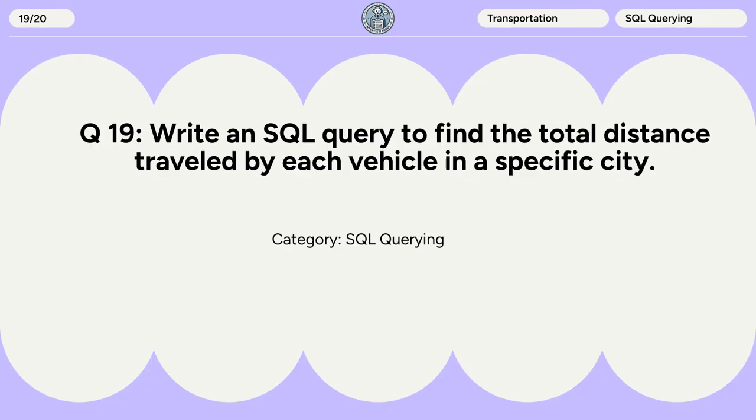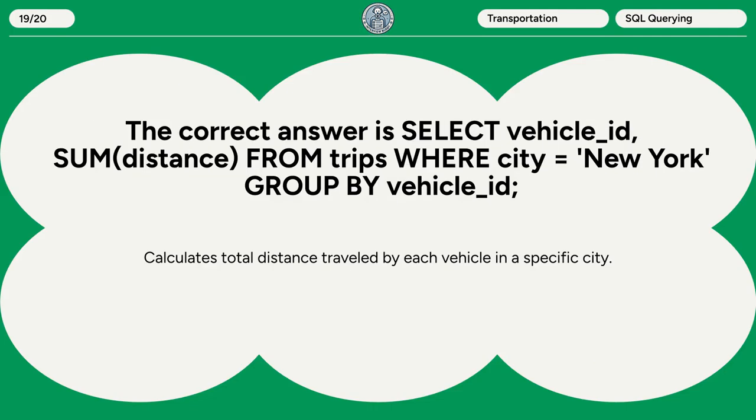Question 19. Write an SQL query to find the total distance traveled by each vehicle in a specific city. The correct answer is: SELECT vehicle_id, SUM(distance) FROM trips WHERE city = 'New York' GROUP BY vehicle_id. Calculates total distance traveled by each vehicle in a specific city.